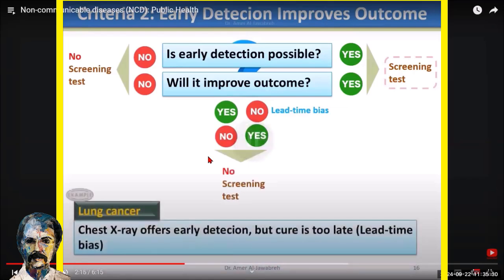So screening only if you have a yes answer to these two questions. Is early detection possible? Should be yes. Will it improve the outcome, the health of the patient? Should be yes. Any no, or both no's, then you shouldn't do screening. Lung cancer is an example: chest X-ray detects lung cancer very quickly, but the cure comes too late. We call this lead time bias.